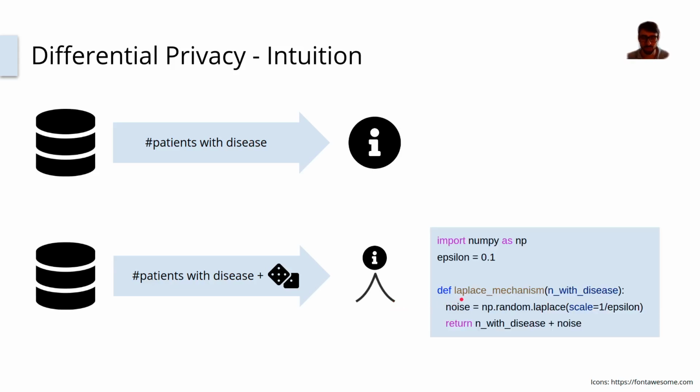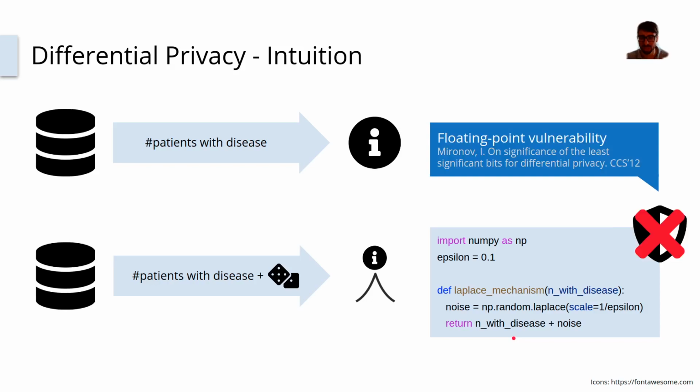One of the most common mechanisms to enforce differential privacy is the so-called Laplace mechanism, which samples Laplacian noise and adds this to the true output. While the Laplace mechanism is differentially private in theory, in practice most implementations suffer from floating point vulnerabilities. Intuitively, this is because the least significant bits of this floating point value reveal more information than you would expect if you analyze this from a theoretical point of view.